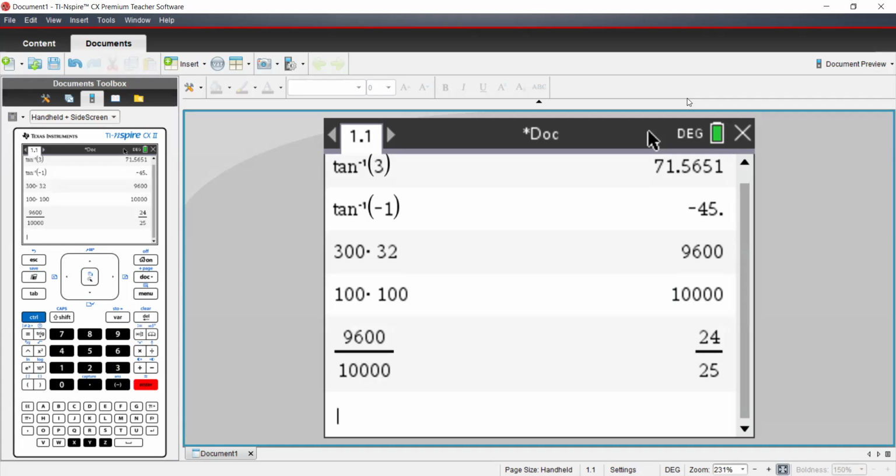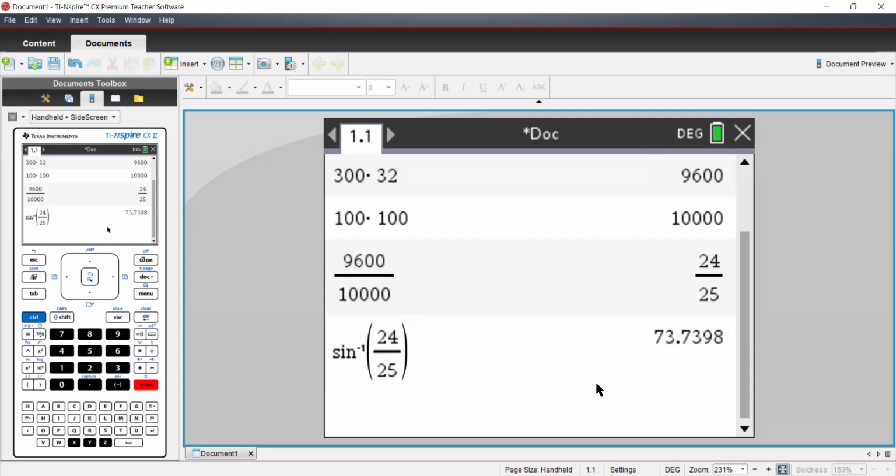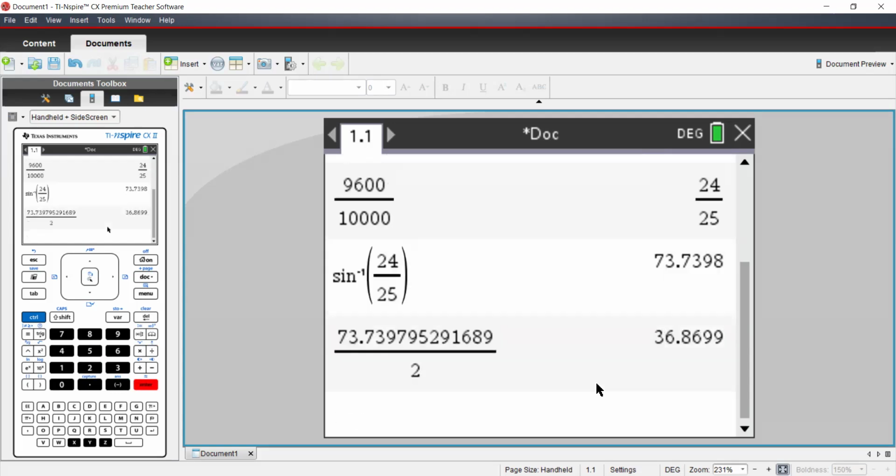And then I don't know what sine equals 24/25, so I'm going to have to now use the trig. So sine inverse 24 over 25. There's my answer, but that's what was equal to 2 theta. So therefore, I'm just going to now divide that by 2. And then there is my ultimate answer. Again, rounding to 1 decimal, that'd be 36.9.